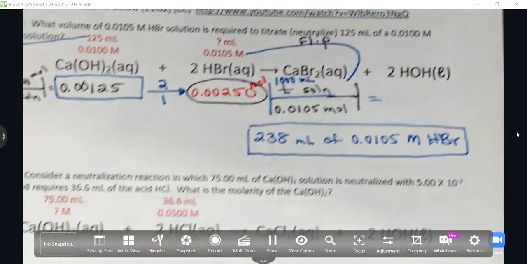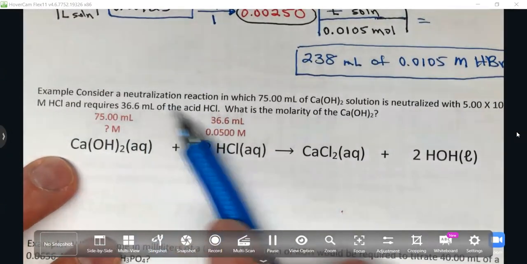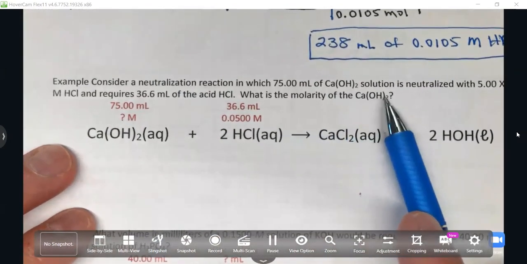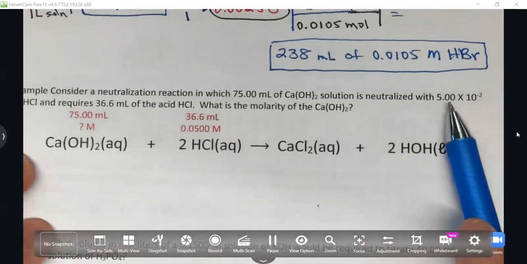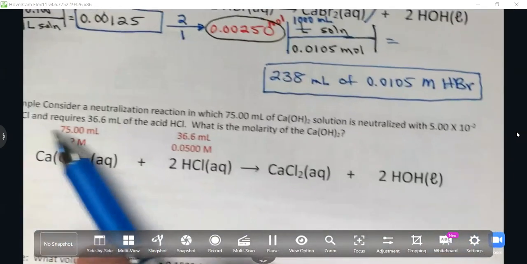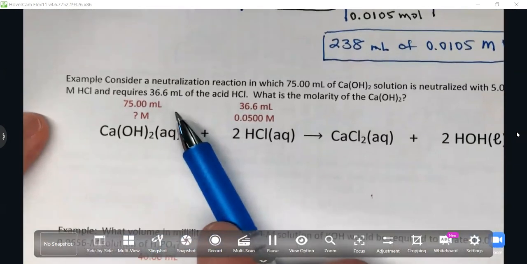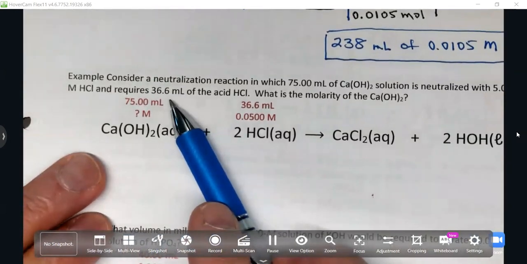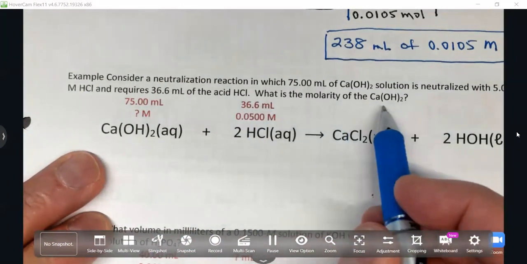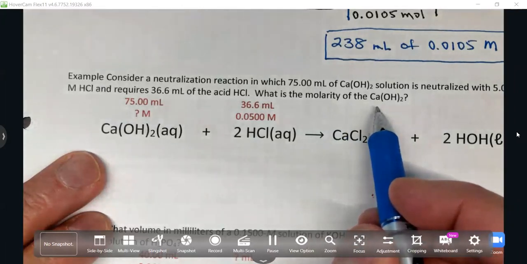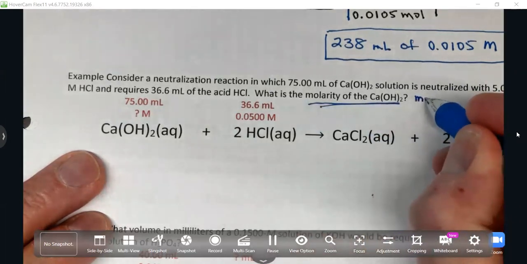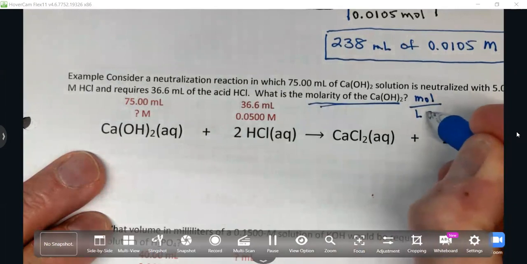So for the next example, consider a neutralization reaction in which 75 milliliters of calcium hydroxide solution is neutralized with 5 times 10 to the minus 2 molarity HCl. And it requires 36.6 milliliters of the HCl. What is the molarity of the calcium hydroxide? When we get all done, all we got to get is moles over liters, right? That's what we're looking for.